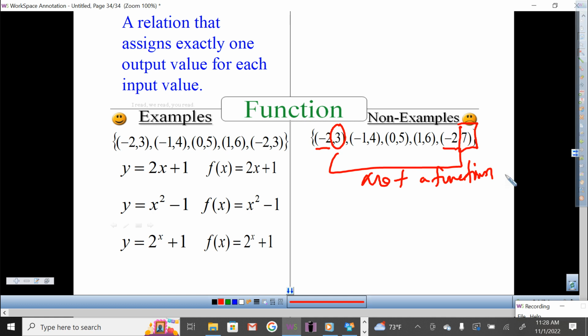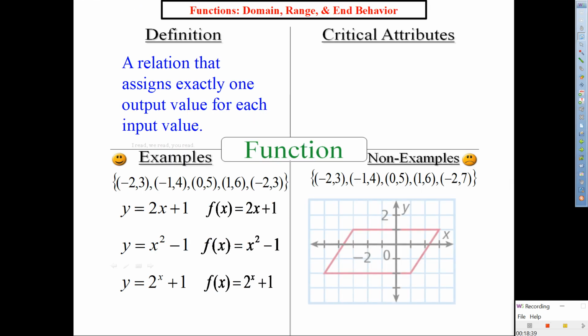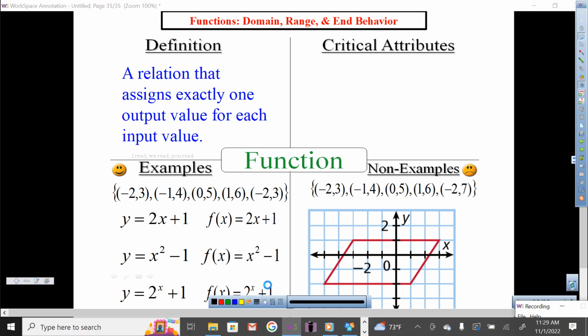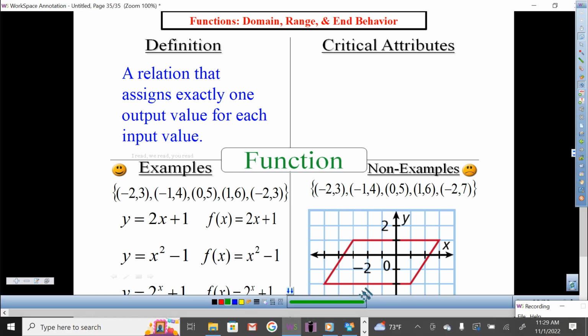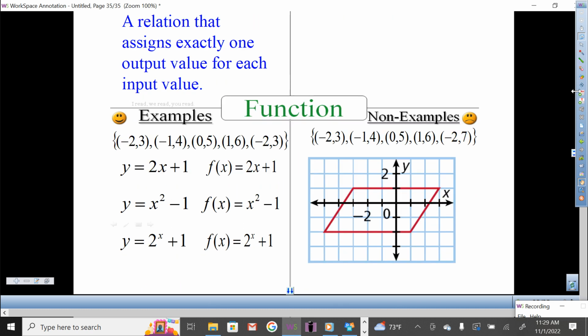Okay? Now let me show you a graph. You don't have to copy this. Look up. Whenever they give you a graph, we do something that we call a vertical line test. So let me do a vertical line test. Here it goes. I draw a vertical line through a graph. If my line touches the graph at 2 spots, then it's not a function.